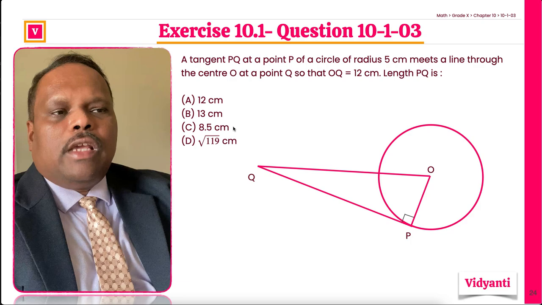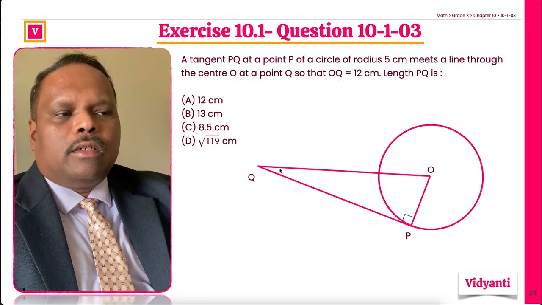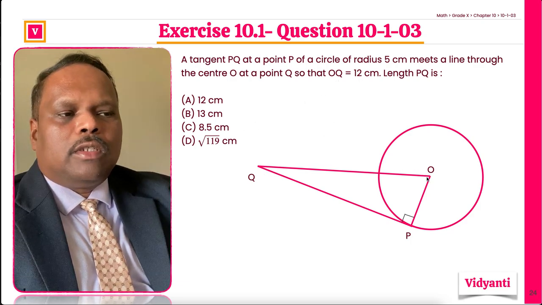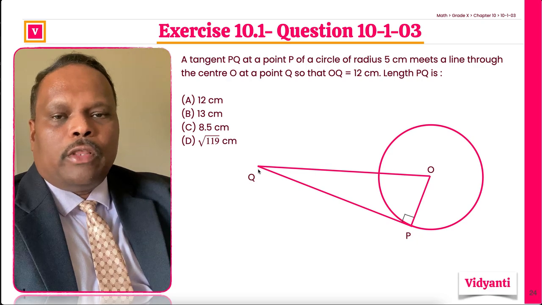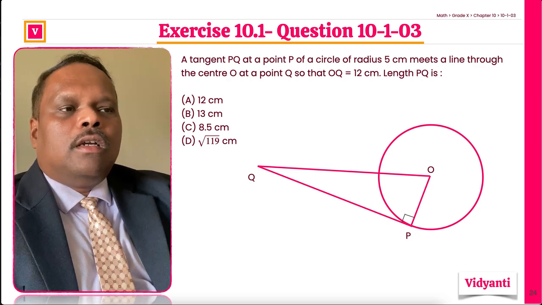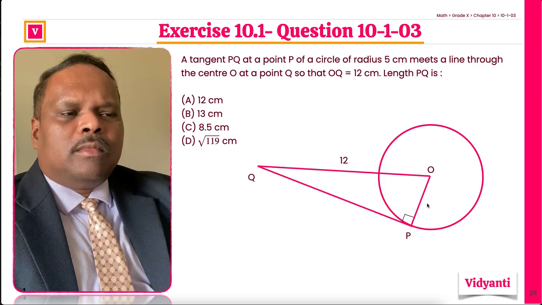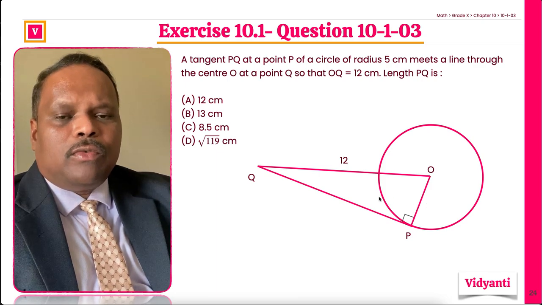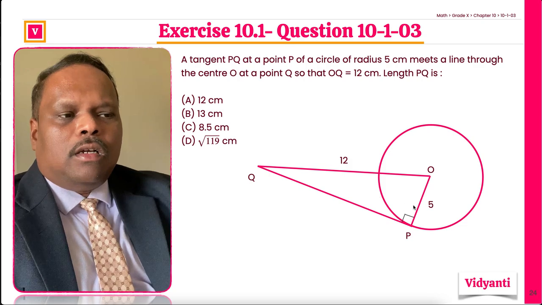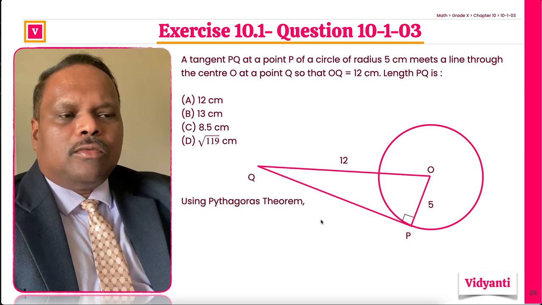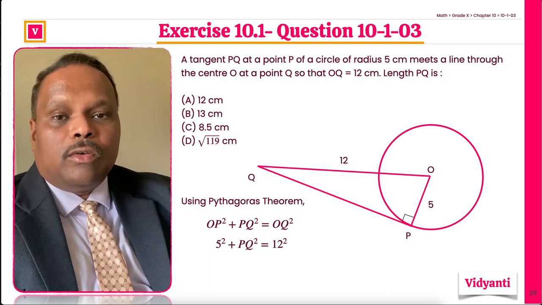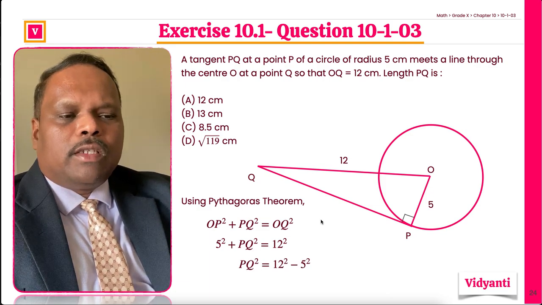Then now they have said that OQ is 12 centimeters, center to the point somewhere on the tangent outside the circle. So now we are supposed to find out PQ. Remember, this is the Pythagoras theorem. Right angle triangle, we can use Pythagoras theorem. This is radius 5, this is 12, so we can calculate 5 square plus PQ square is equal to 12 square. So 25 plus PQ square is equal to 144.